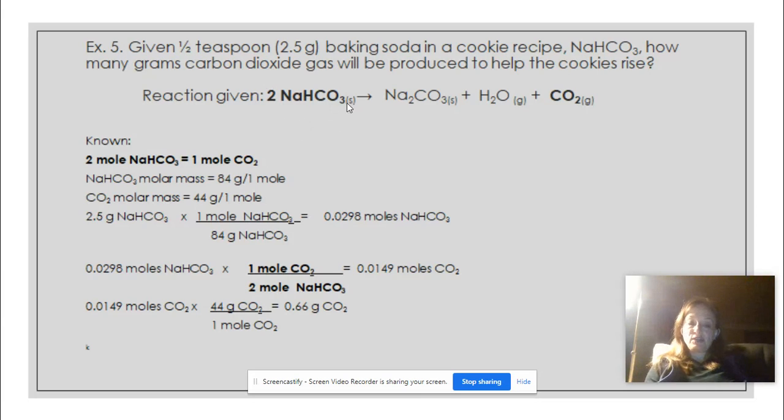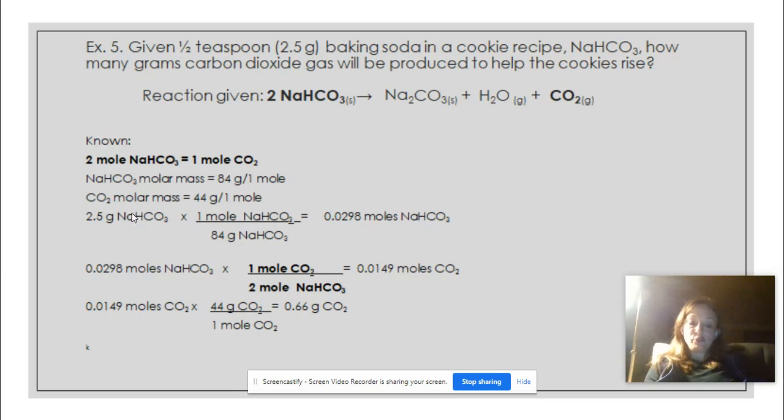This is my baking soda, and 2 moles of it produce 1 mole of CO2. So here's my reaction ratio I'm going to be using. Here it is in the calculation. But before we can use it, we have to convert the grams of baking soda to moles of baking soda. So I found the molar mass of NaHCO3 to be 84 grams.